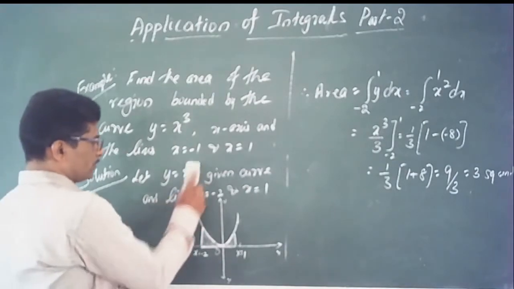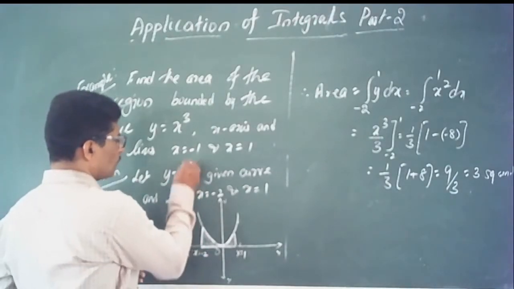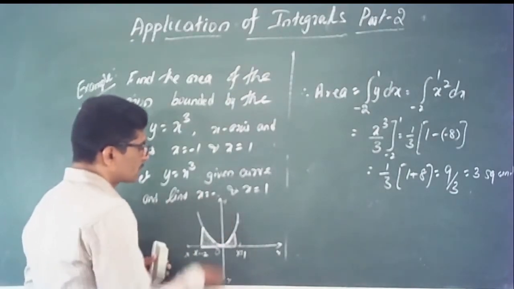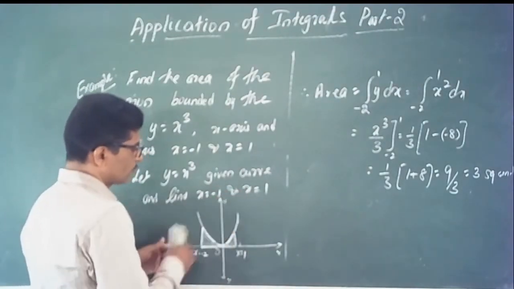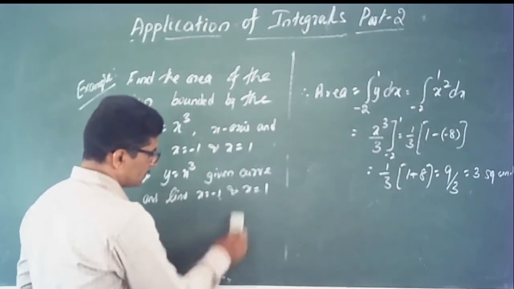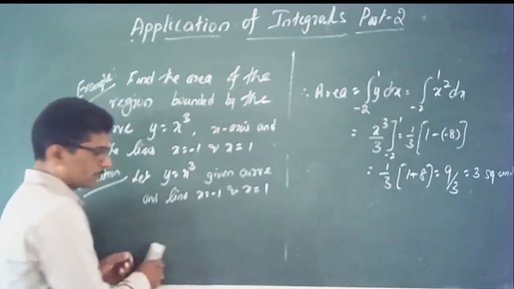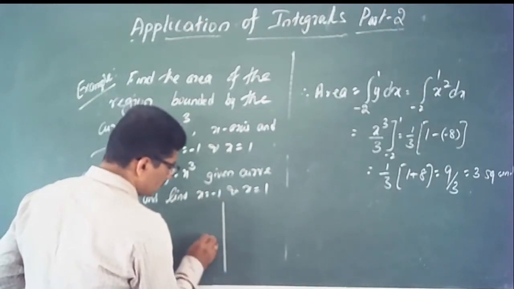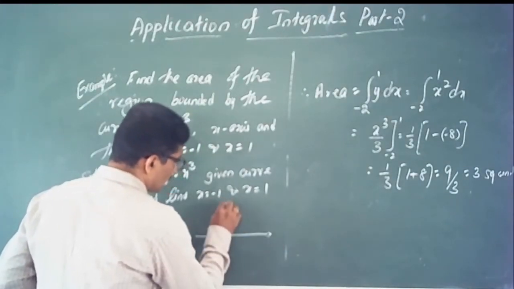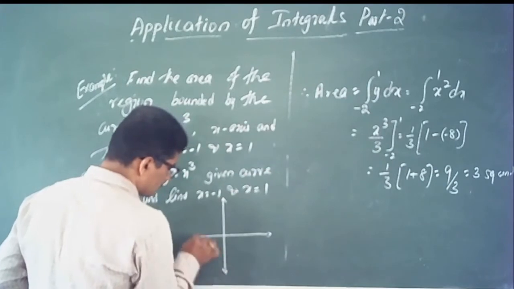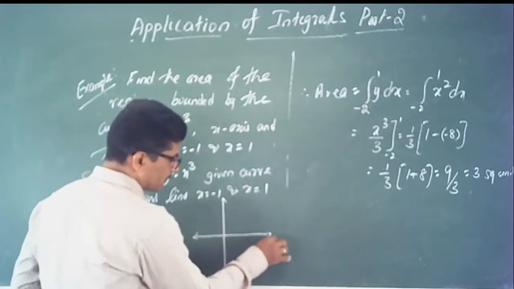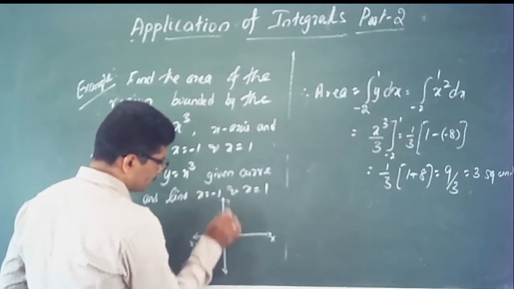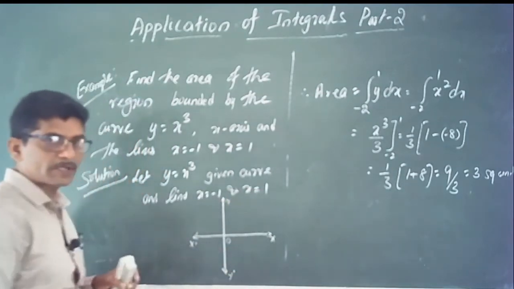Here also the given curve is y is equal to x cube. The line is x equal to -1 and x equal to +1. These are the lines parallel to y-axis. We know the graph of the cube functions. Y is equal to x cube means it is a cube function, cubic function. This one is x-axis, origin and y-axis. It is clear. Curve ಹೇಗೆ ಬರುತ್ತೆ?